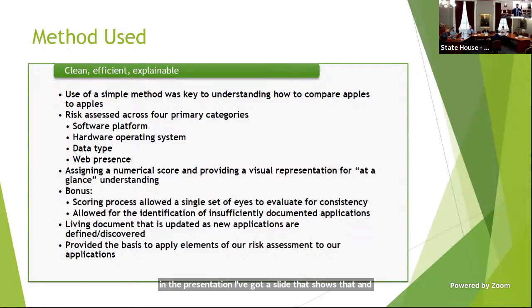And we also used, many of you have heard Secretary Quinn talk about the risk assessment that we did during the pandemic. We did a risk assessment in late 2020 and early 2021 across multiple domains of risk. And we used elements of that risk assessment to inform how we evaluated these applications. Next slide, Mike.